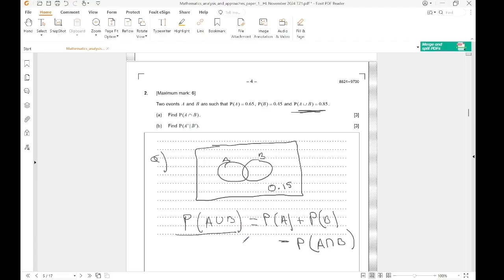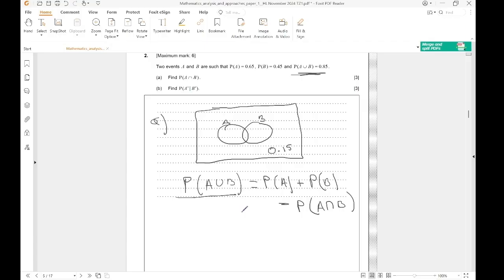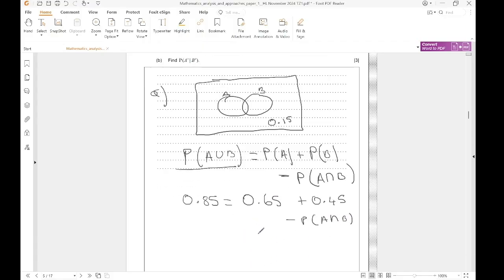That gives you the probability of A union B. So we just plug in our values here, so you get 0.85 is equal to 0.65 plus 0.45 minus P of A intersection B. After plugging all this in, you bring this over to the other side and solve for P of A intersection B, and you should get the value of 0.25.